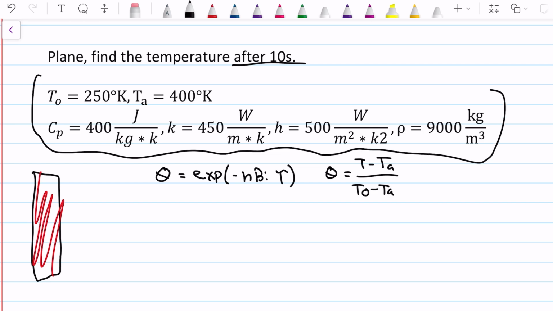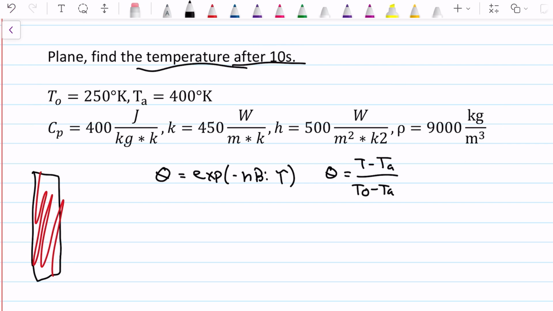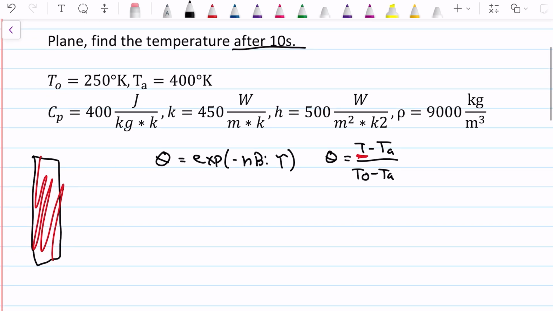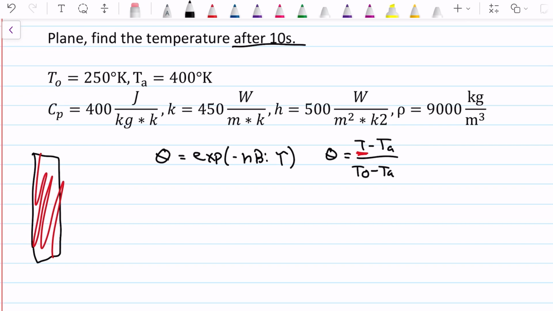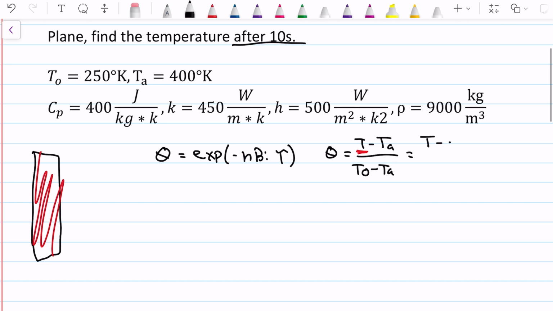So this is a constrained problem. If we have this amount of information, including a time, we can solve for the unconstrained one, which is this temperature at time t equals 10 seconds. That's our dimensionless temperature, in which T is what we're going to solve for. The ambient temperature is 400 degrees Kelvin. Initial temperature is 250, minus 400 again. N for a plane we know is 1.